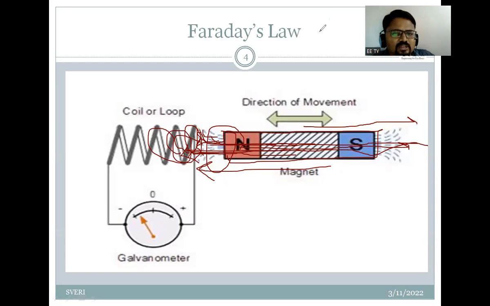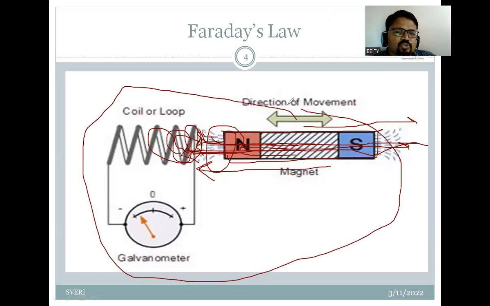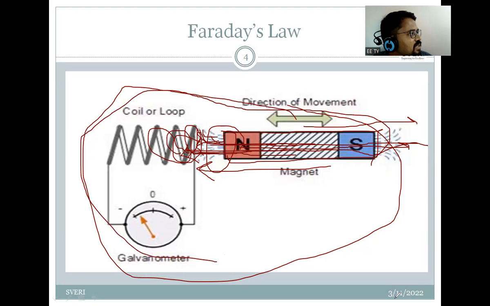Now see, there is no necessity to behead that law. If you remember this experiment, then it is very easy for you to remember that law. No need to behead that law. When you know the experiment performed by Faraday, it is very simple to explain Faraday's law. So what is the statement of this Faraday's law?